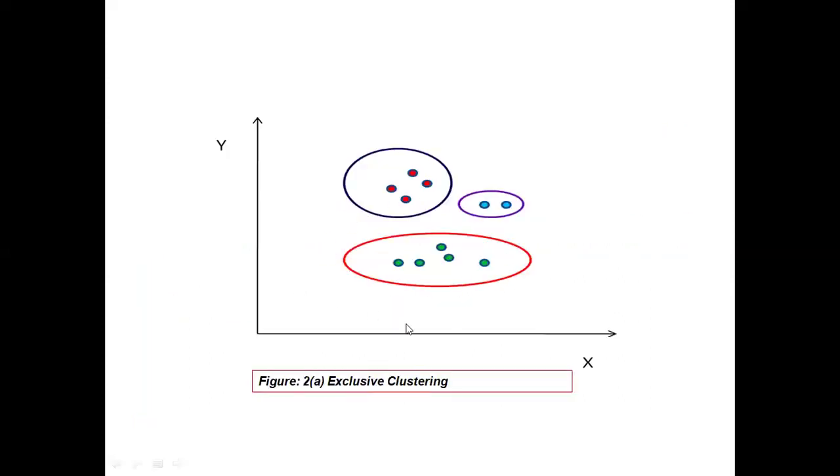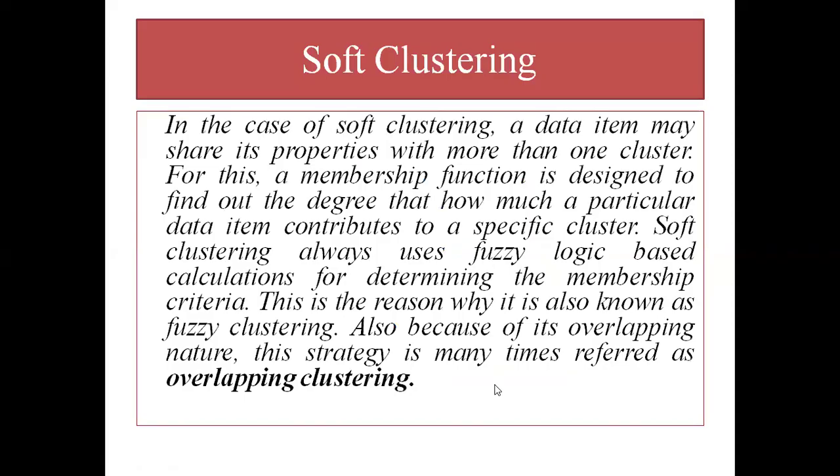Like in this diagram, you can see three clusters are there. Suppose this blue point belongs to, say, cluster number 2. It cannot at the same time belong to, say, cluster 1. So they exclusively belong to one particular cluster at a time. So this type of clustering is known as exclusive clustering.